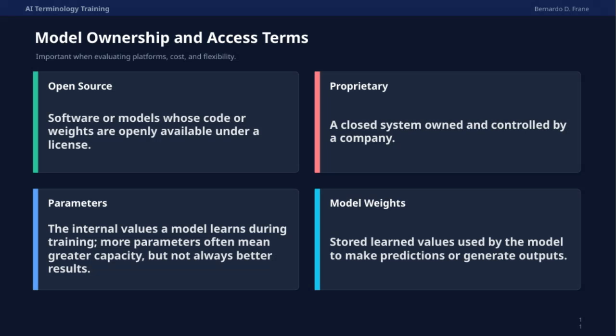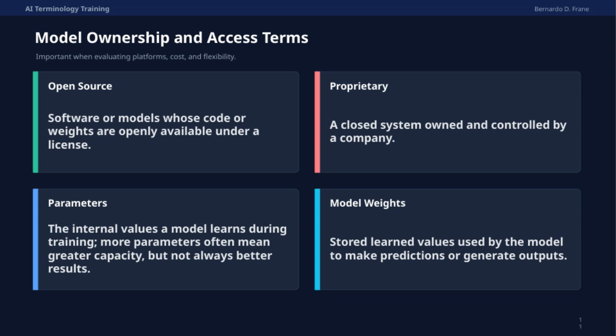Now, let's talk about stored learned values, which are the core of how models make predictions or generate outputs. These are called model weights, and they represent the internal values a model learns during training. Think of them as the model's memory of what it has learned so far.